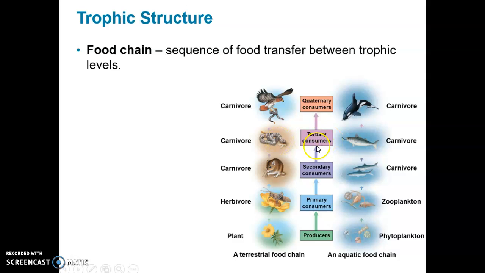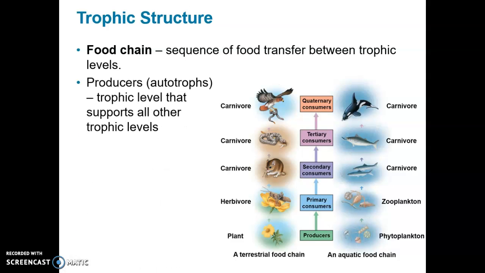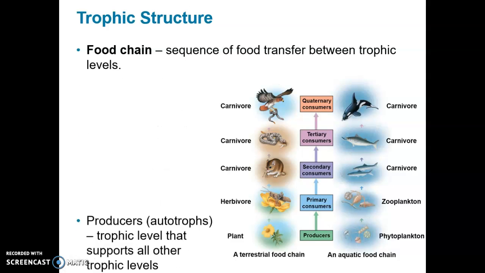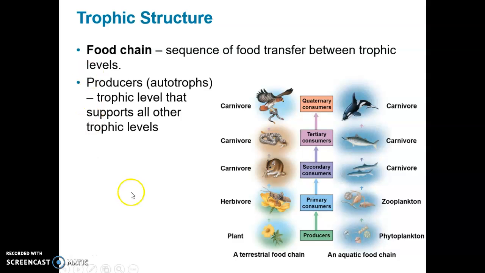And then there may be a tertiary consumer, a higher level carnivore that's going to eat that secondary consumer. And then there may be a fourth level, a quaternary consumer. And often these are the top predators in a particular environment. So this is showing a linear sequence of energy transfer called a food chain. In real life, it's much more complicated than this. So producers are the autotrophic, photosynthetic organisms, and that's a trophic level that supports all of the other higher trophic levels. That's the base of the food chain.